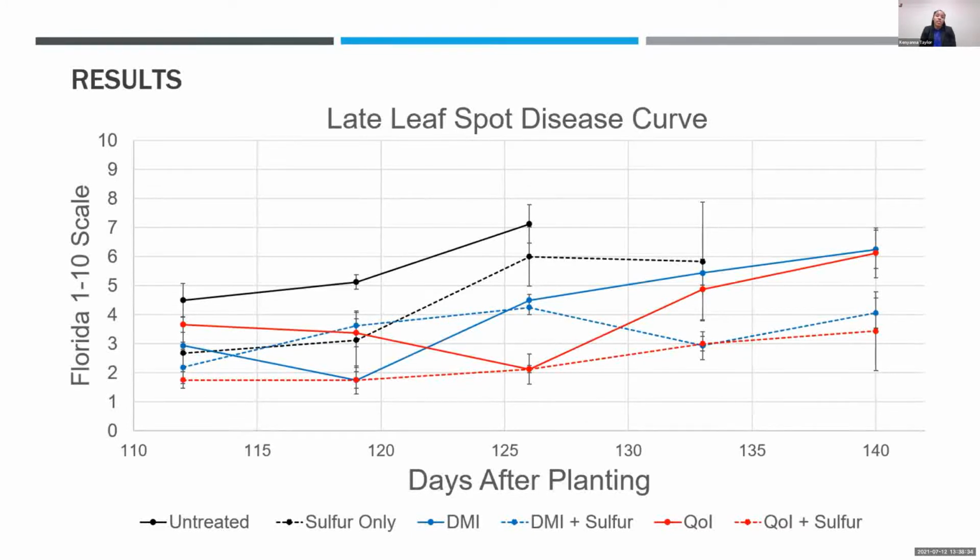Looking at these statistics, there was not a lot of difference between treatments until after 125 days after planting. There was a lot of variation early on. By the end of the experiment, at 140 days after planting, the Florida 1 to 10 mean scale rating for the QoI plus sulfur and the DMI plus sulfur performed significantly better than the 2 fungicides alone. Confidence in the untreated and sulfur only was lost 133 days after planting due to rust severity. Sulfur has a similar effect on QoI as it did on the DMI, and that's what these results show.